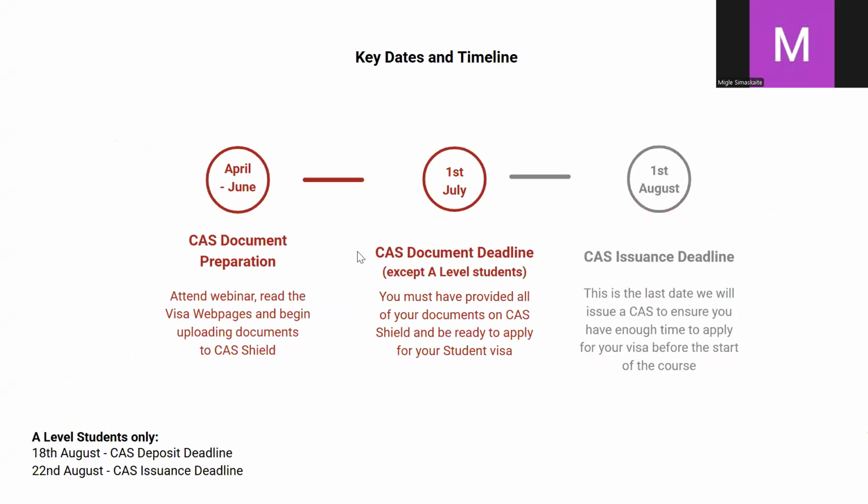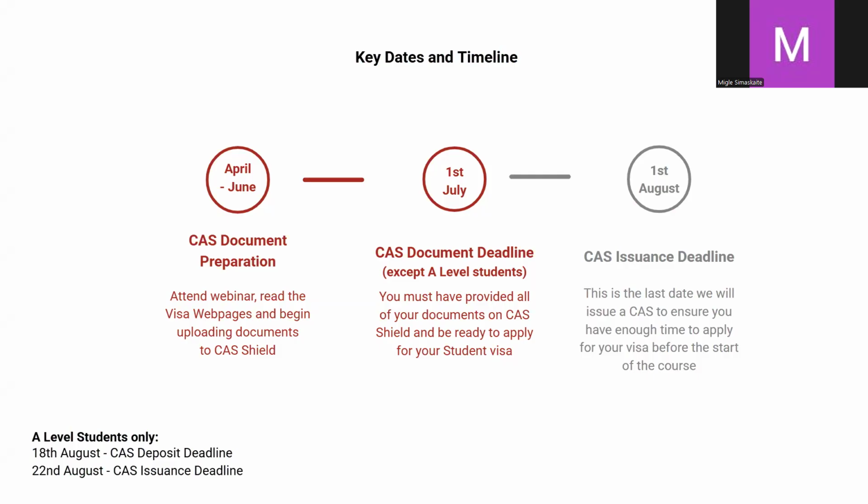Now in here, we actually have some key dates in this timeline for you. So you should really start preparing your CAS documents from May. Attend our webinars and Q&A sessions. Please read through our visa web pages and begin uploading your documents to your CAS Shield account. The deadline for submitting your documents is actually the 1st of July, except for A-level students, as we are aware that the final qualifications for A-level students are being issued only in the summer.